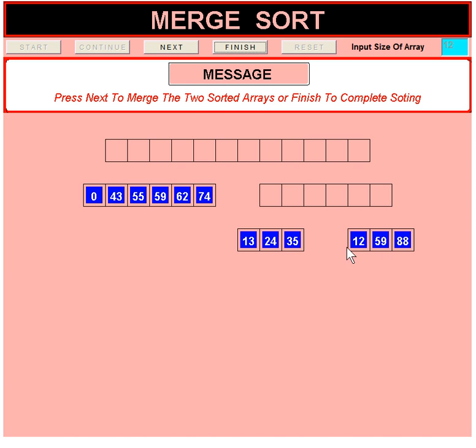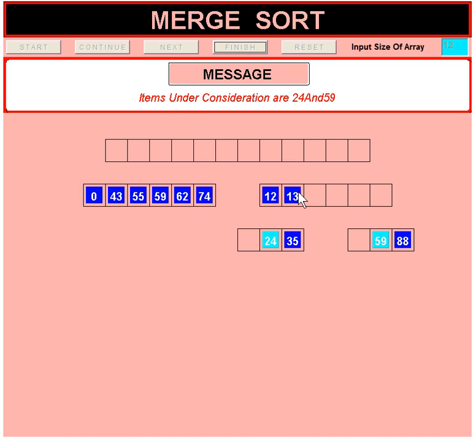And now we merge these two in the correct order. 12 is smaller, so 12 goes there. 13 is smaller, so 13 goes there. 24 is smaller, so 24 goes there. 35 is smaller, so 35 goes there. And now we just copy the 59 and 88.